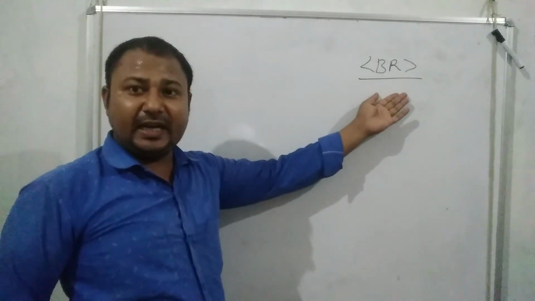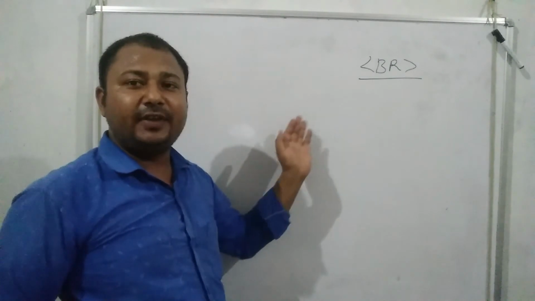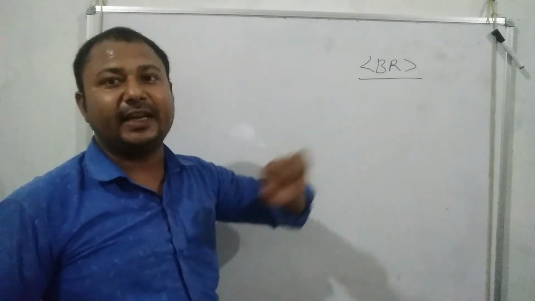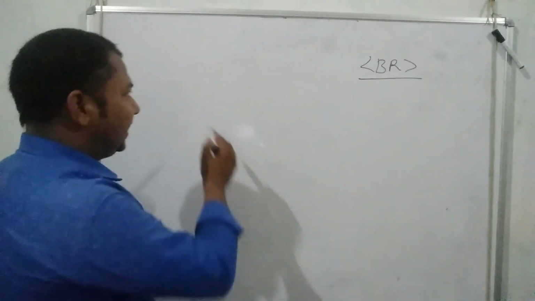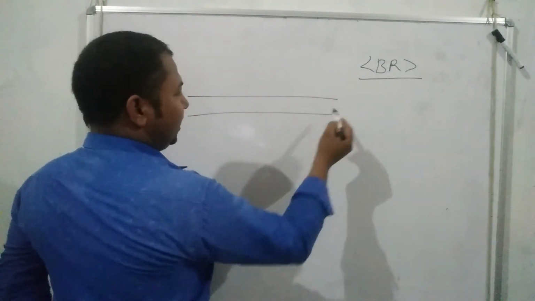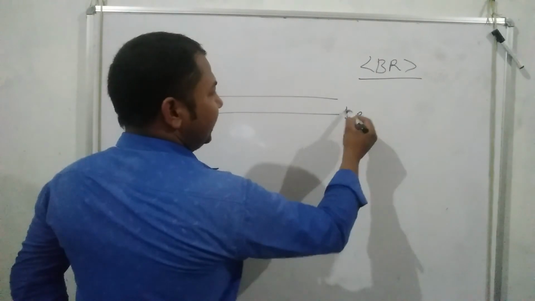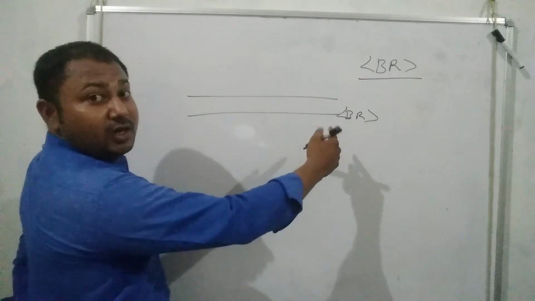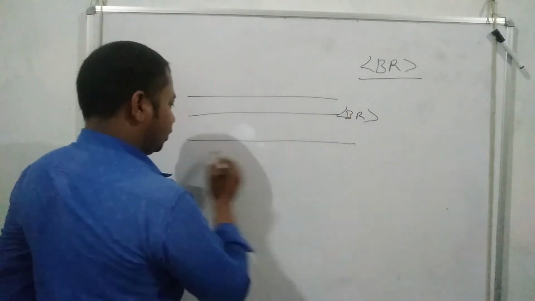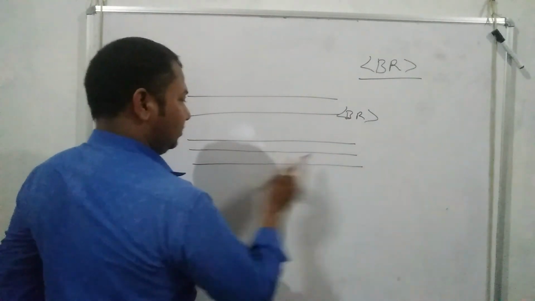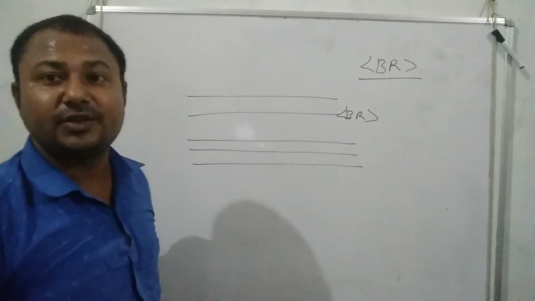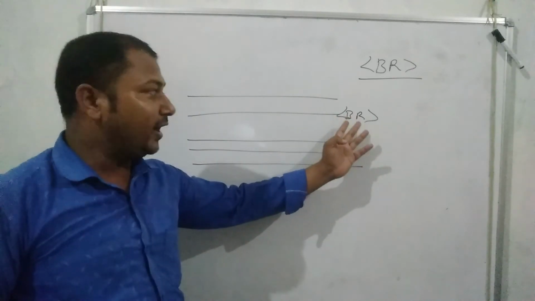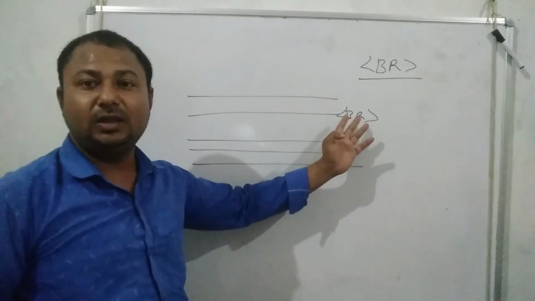But the BR tag is always used where we have to break the line. When we use the BR tag, suppose we are using it here, the line will break and the line will show in this format. So the BR tag is always used where we have to break the line.